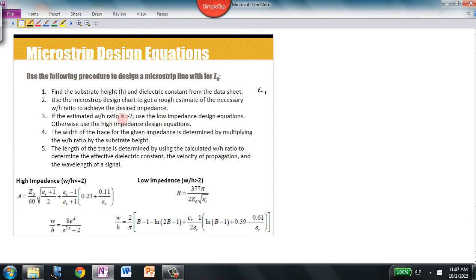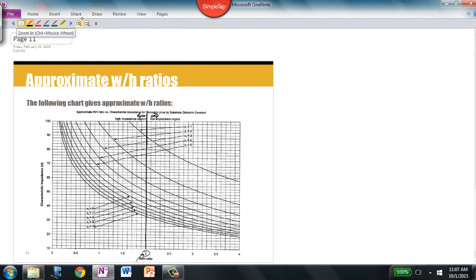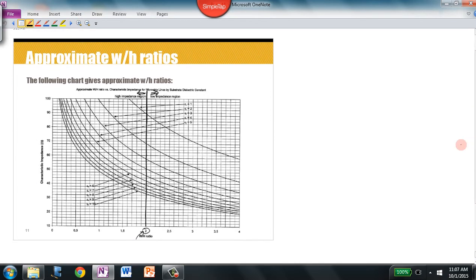I mentioned this a design chart for W to H ratios. So this chart can be used to determine approximate W to H ratios based on the desired characteristic impedance. So what you see here is that on the vertical axis, we've got the characteristic impedance that we're looking for. And along the horizontal axis, we've got W to H ratios. And we've got a boundary at 2 with the low impedance region and the high impedance region.